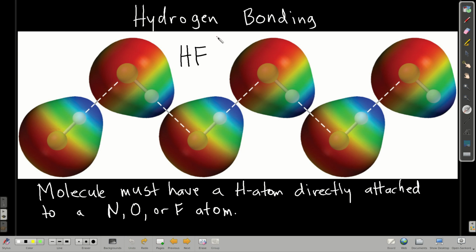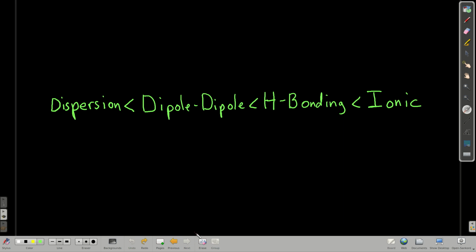Hydrogen bonding is the strongest of the three intermolecular forces we've seen. So remember, it has to have a hydrogen atom directly attached to nitrogen, oxygen, or fluorine, and only that case. So the relative strengths of intermolecular forces are: dispersion forces are weaker than dipole-dipole, which are weaker than hydrogen bonding.